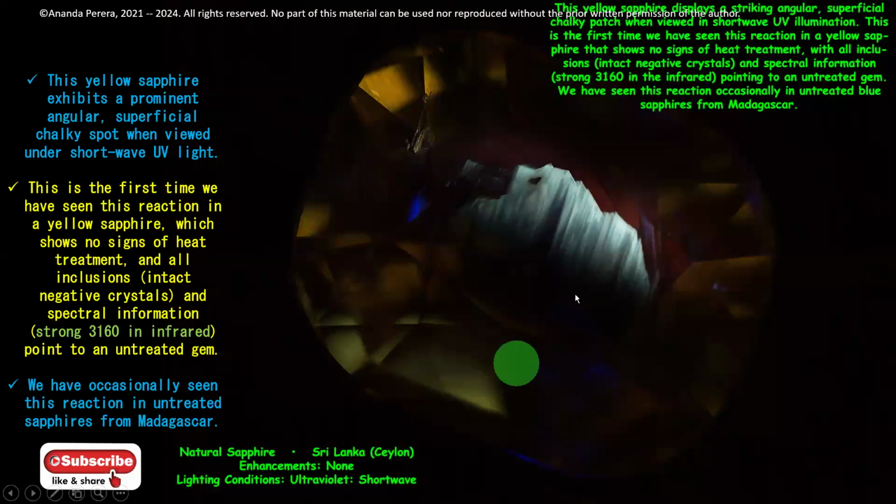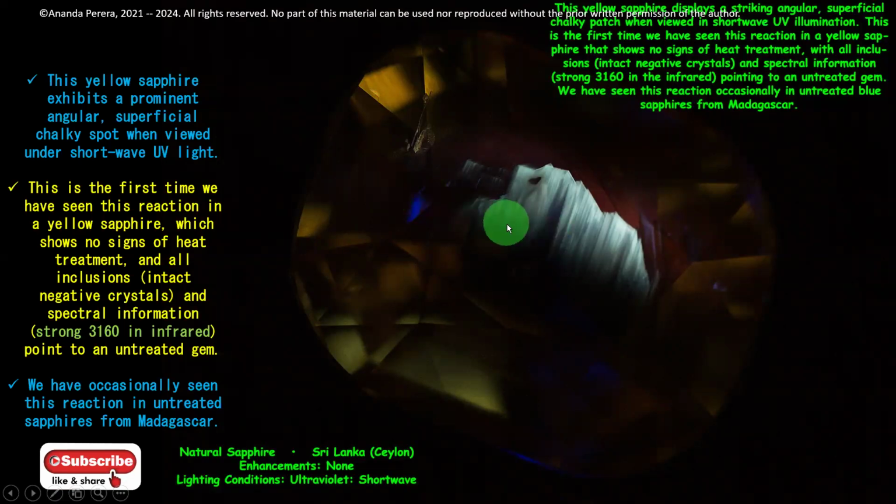And here, yellow sapphire, we can see this with the lighting condition, ultraviolet shortwave. The lighting condition shows us this chalky appearance. This yellow sapphire exhibits a prominent angular superficial chalky spot when viewed under shortwave UV light. It shows that it is a natural one.